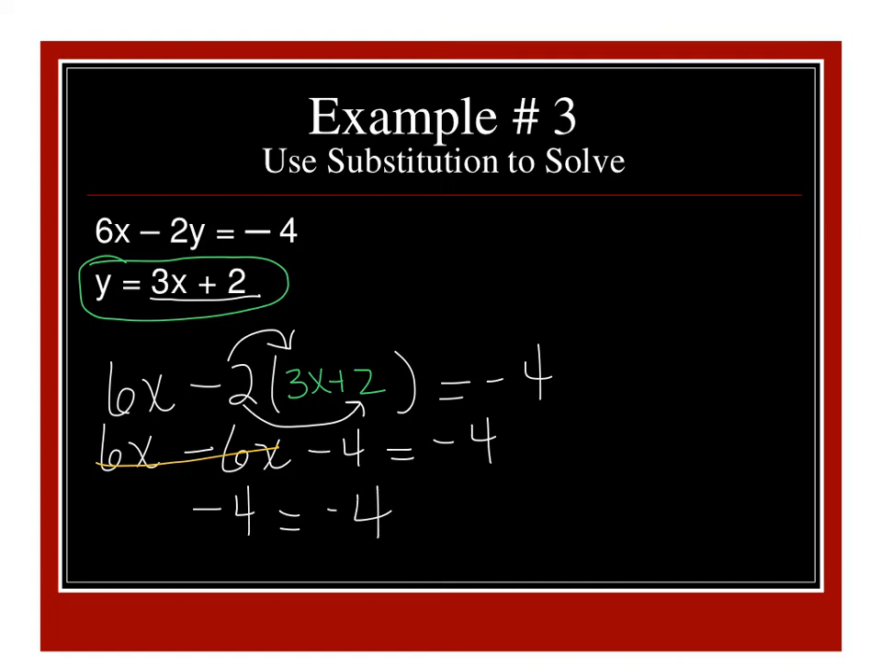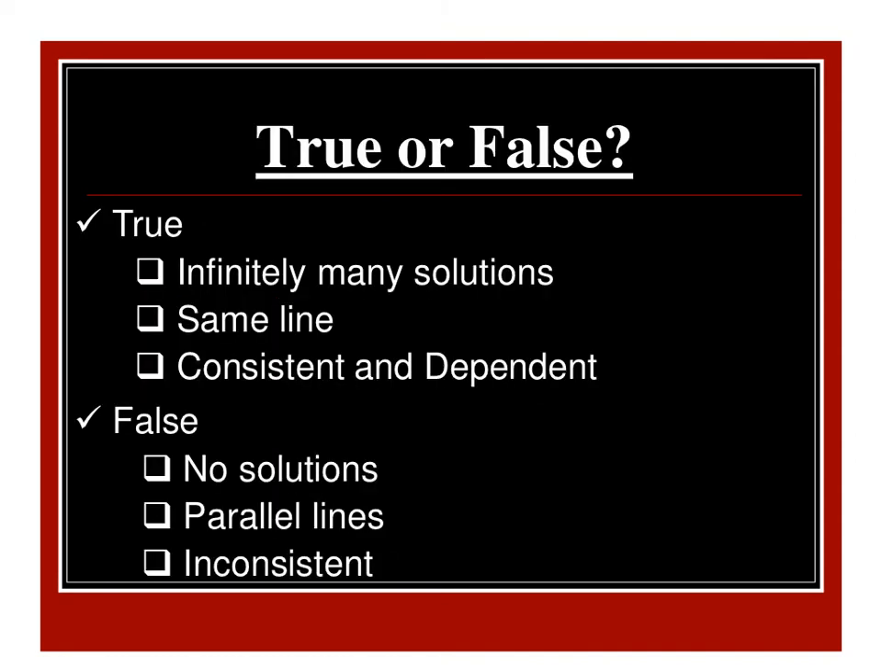So what does that mean when I have negative 4 equals negative 4? Well, is that a true statement? And yes, it is, because negative 4 and negative 4 are equal to each other. When you have a true statement, you have infinite solutions. When you graph those, if you put them in slope-intercept form and graph them, it's going to be the same line. And that means you have a consistent and dependent system.